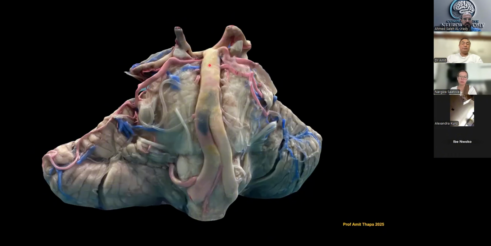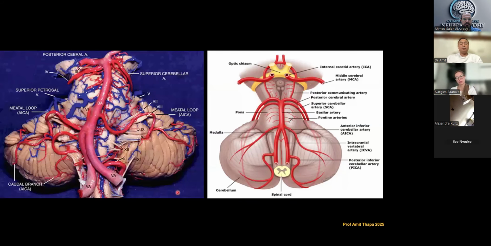together to make the basilar artery, and the basilar artery makes an impression over the pons, also known as the basilar impression, over the ventral surface of the pons. And as you can see, the basilar artery divides into the posterior cerebral arteries. The superior cerebellar arteries come out as the second branches below, and then the AICA and the PICA come out below. So these are the different branches. As you can see, the superior cerebellar arteries are coming out, and then the AICA and the PICAs.